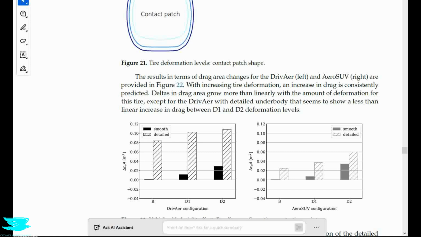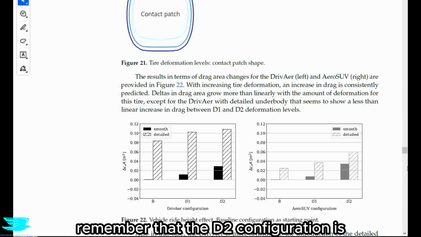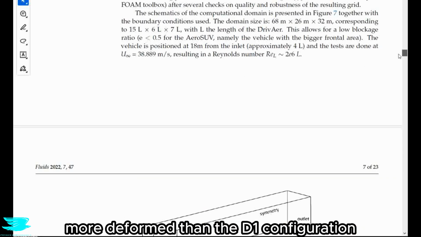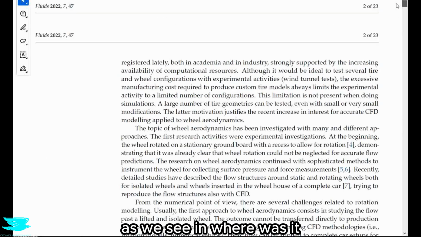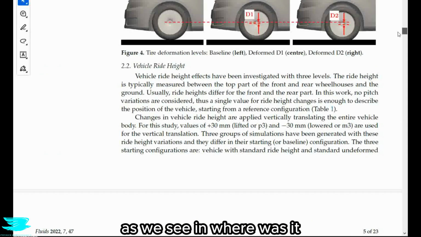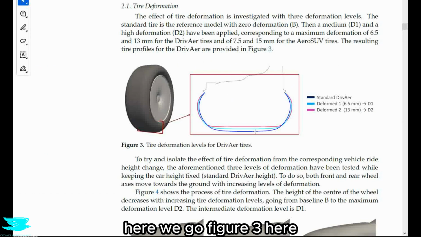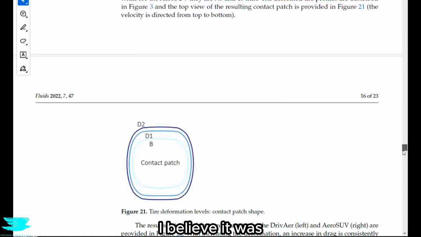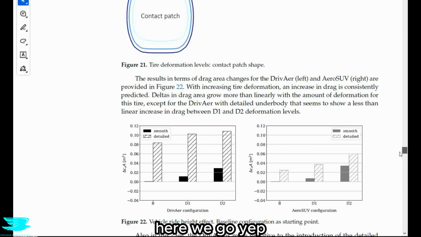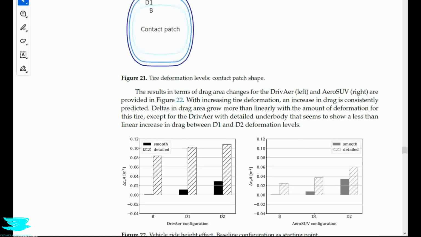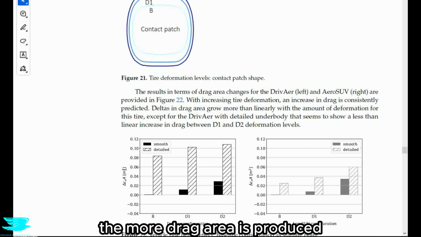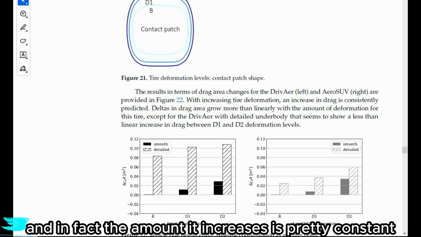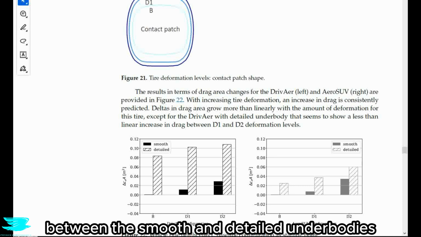Now, remember that the D2 configuration is more deformed than the D1 configuration, as we see in, where was it? Here we go, figure 3 here. Now, for both cars, if we scroll back down to figure 22, I believe it was. Here we go, yep. For both cars, the more the tire is deformed, the more drag area is produced. And in fact, the amount it increases is pretty constant between the smooth and detailed underbodies.